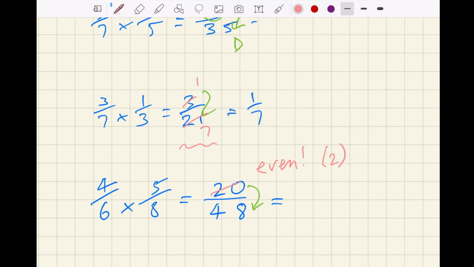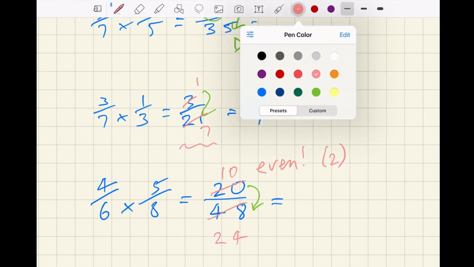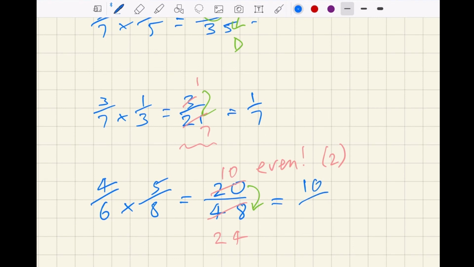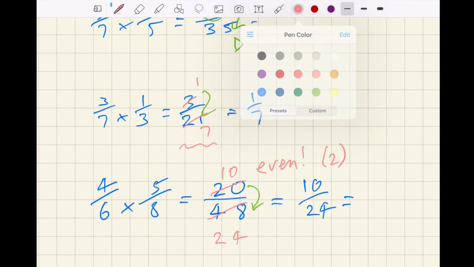2 into 20 goes 10. 2 into 48 goes 24. Oh, look what we've got. Good old 10 over 24, which is where we were before. And we can keep going via 2, right?